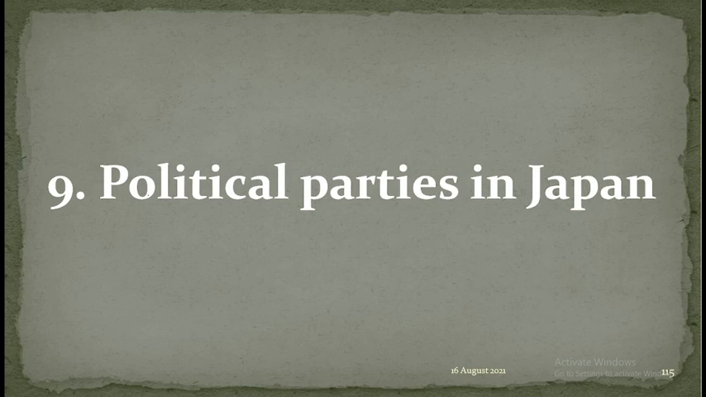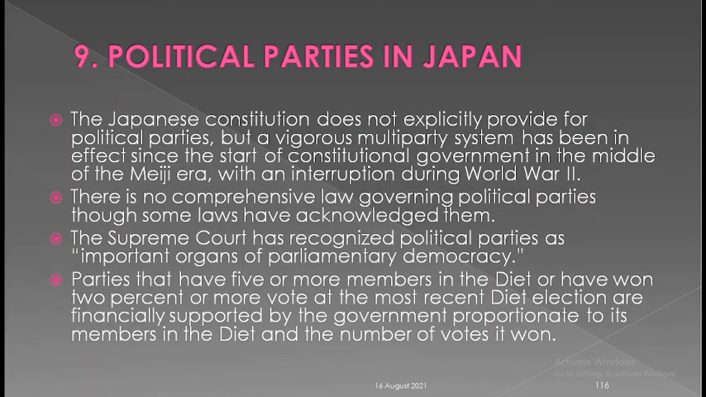The last topic for our today's discussion is political parties in Japan. We will move a little bit faster now. The Japanese constitution does not explicitly provide for political parties. The constitution doesn't talk about political parties as in many other countries. But a vigorous multi-party system has been in effect since the start of the constitutional government in the middle of the Meiji era. Of course, there was a short interruption during World War II. Otherwise, since the middle of the Meiji era, political parties have been there in Japan.